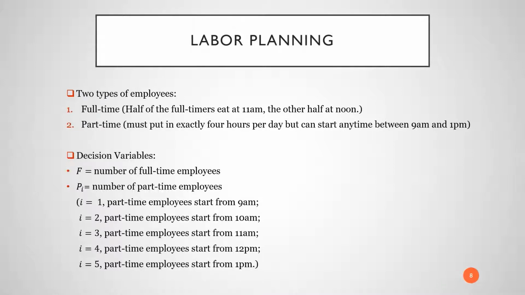The part-time employees must put in exactly 4 hours per day, but can start anytime between 9 to 1. So the second group are part-time. They work 4 hours per day and they can start from 9 and maximum they can start their work at 1. Based on this information, my decision variables are the number of full-time employees and the number of part-time employees divided in 5 groups. The number of part-time employees starting at 9, the number starting at 10, at 11, 12, and 1.